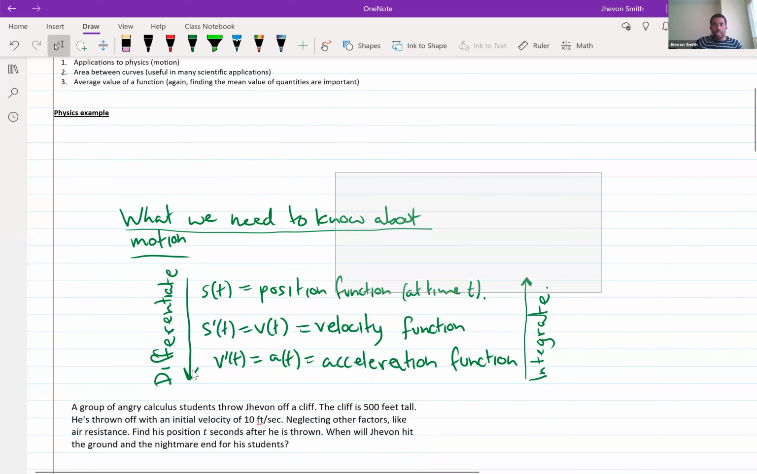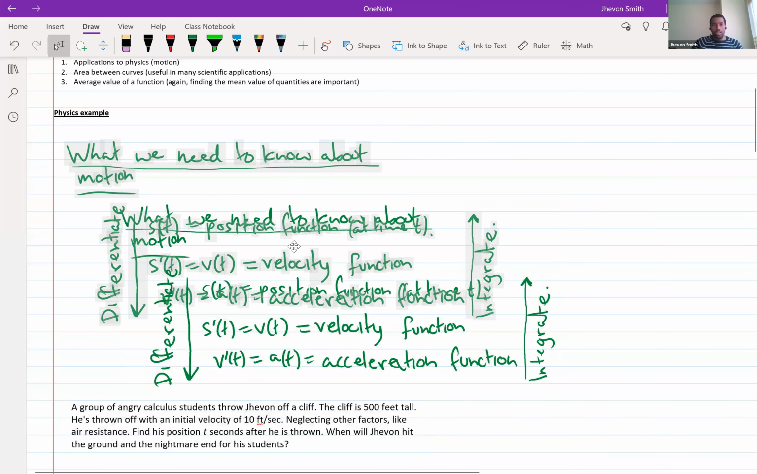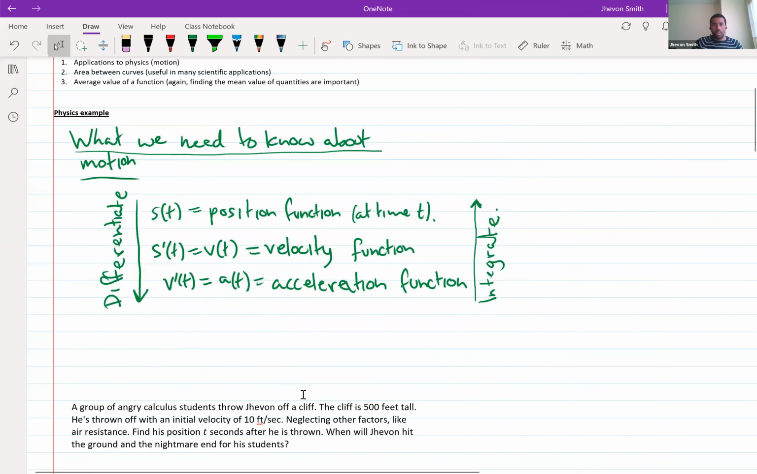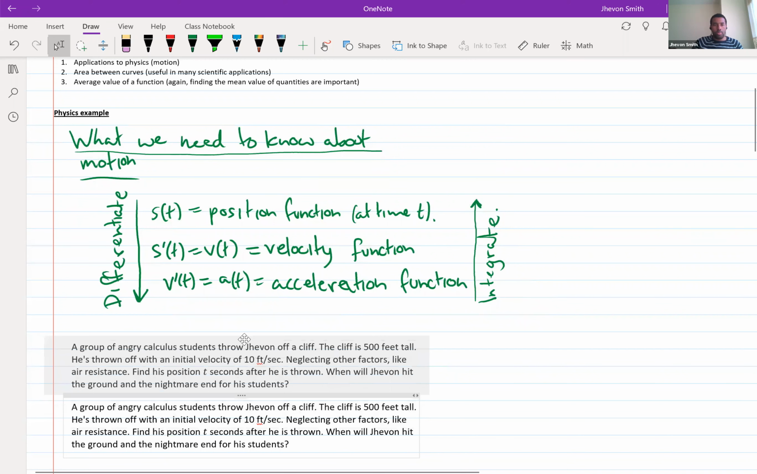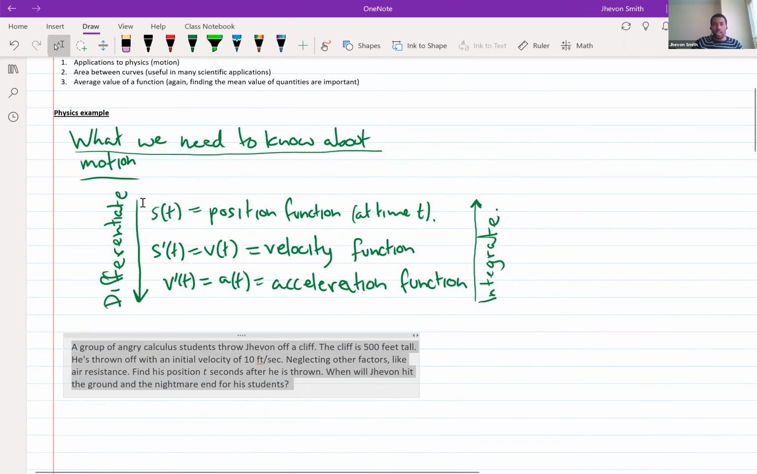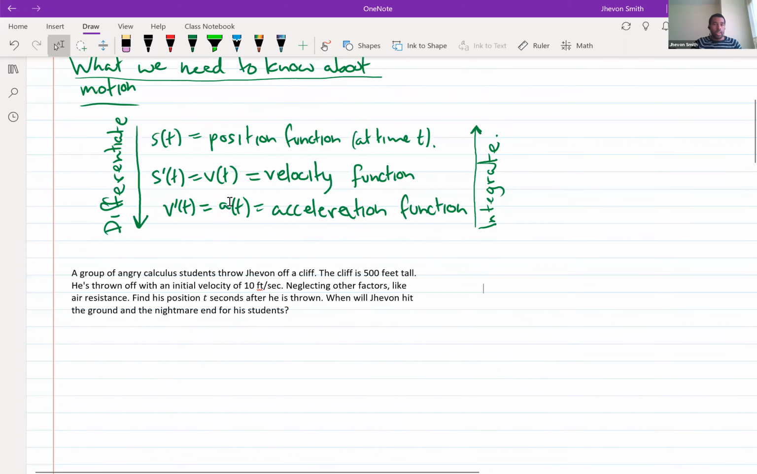Now on to the example. That's just a quick refresher of some important concepts. We definitely discussed differentiating to find these new functions. Now we also know how to go backwards, integrate to find the other one. When would we need to do that? So here's something.